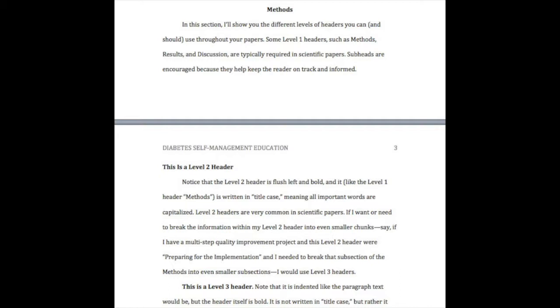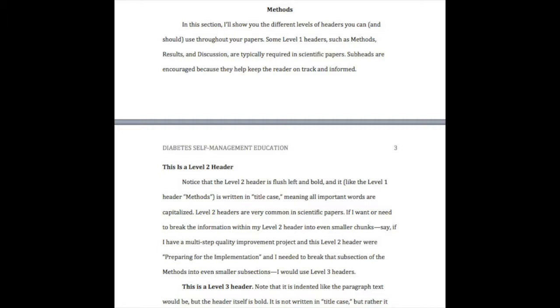Now you'll see, as I explain in the text on the screen, that if you want to break your text or information into even smaller levels of headings to help your reader follow a complex set of arguments, you can go into what's called a level 3 header. Level 3 headers are not that uncommon. You can see the one at the bottom of the screen. It's indented your standard 5-space tab, and it is not written in title case.